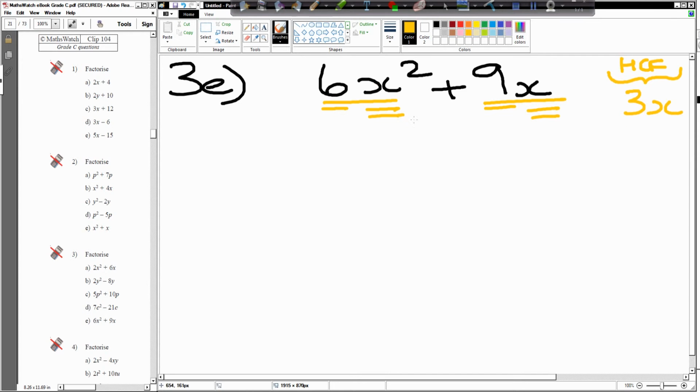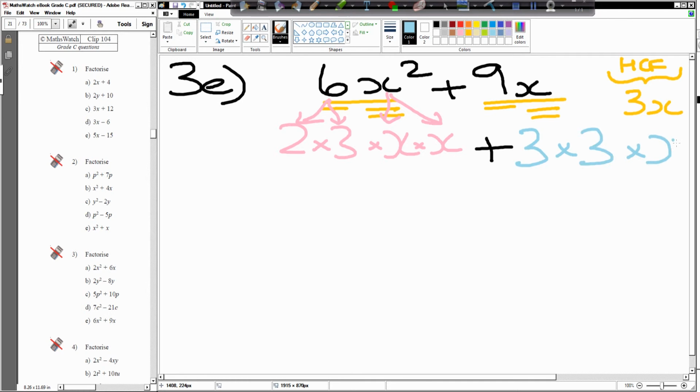So now we need to split these up, each element into these, get the factors out. So 6 becomes 2 times by 3 times by x times by x. That's how we split up 6x squared. So here's your 6 and here's your x squared. Okay. Plus. Now your 9x, what will that split up into? 3 times by 3 times by x.